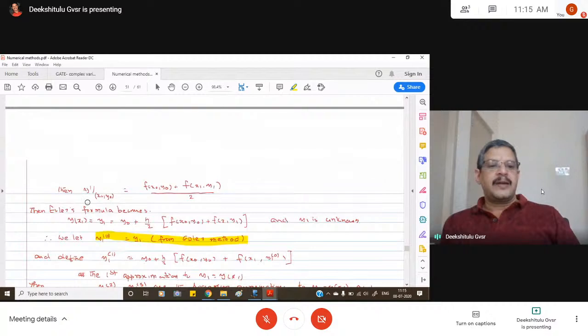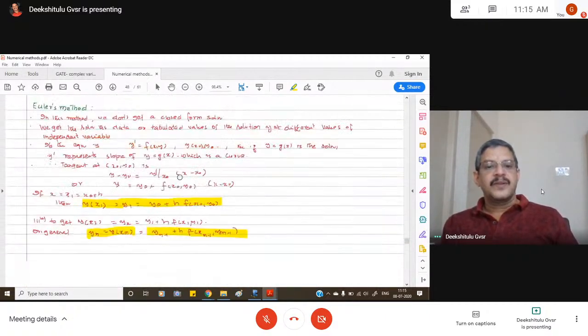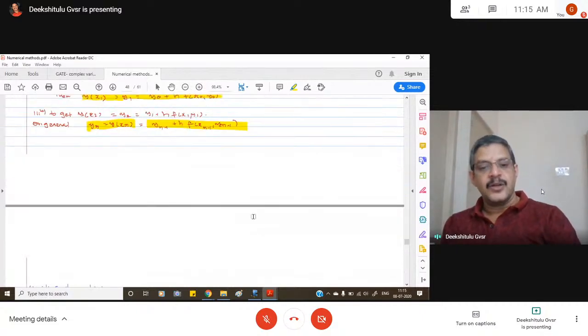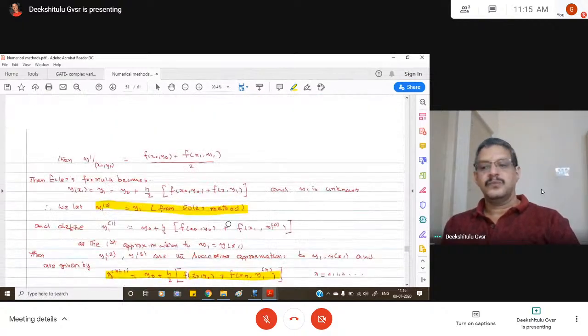that is an improvement. So what happens then? Y dash at x naught y naught is f of x naught y naught plus f of x1 y1 by 2. So we put that in place of the slope term here. In place of f of x naught y naught, we substitute that. So y of x1, that is y1, is equal to y naught plus h by 2 into, in place of f of x naught y naught, these two things.